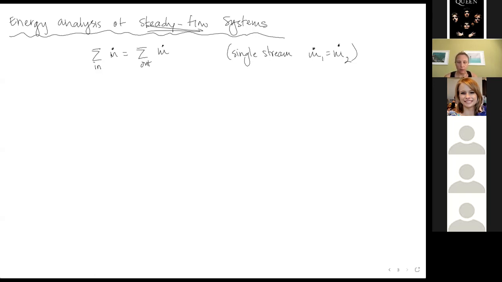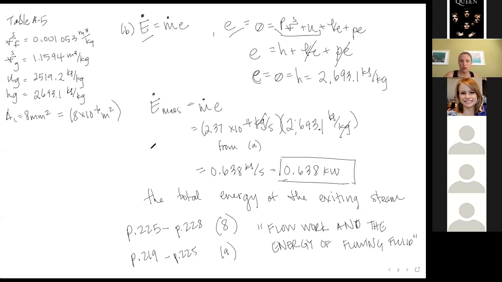I should have labeled it as part C. Let's see if I can go back. Part C. So it's saying the rate at which energy leaves the cooker by steam, the rate steam leaves the pressure cooker and the energy.